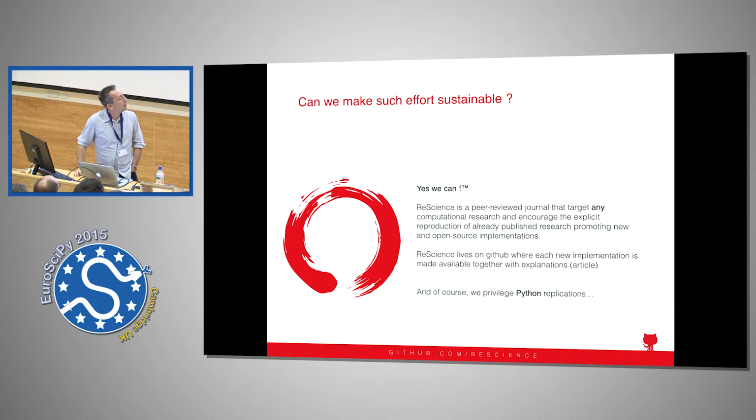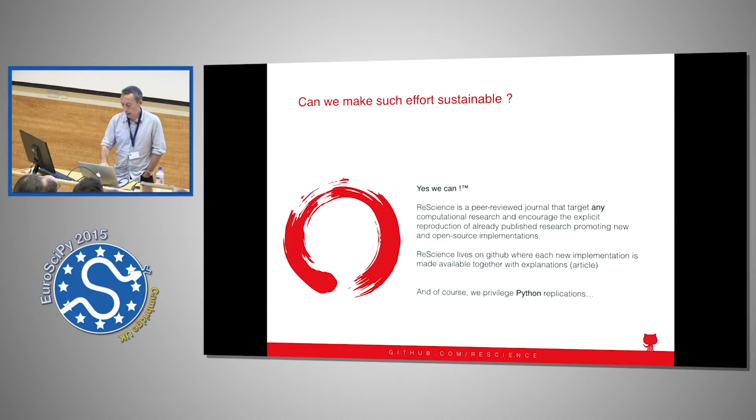So the whole idea is that it's a peer review journal, because we will look at your code and also at the articles that come with the code. We don't want just the code, we also want some explanation about the code. And because we have absolutely no money, it will live on GitHub because it's easier and we can do everything on GitHub.